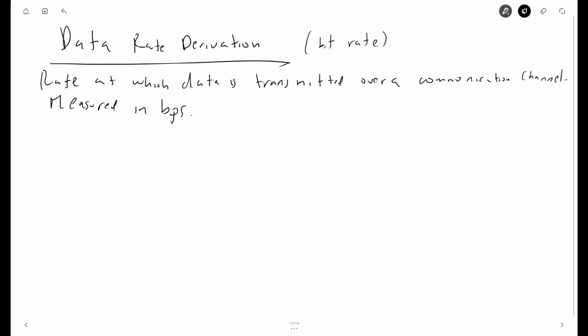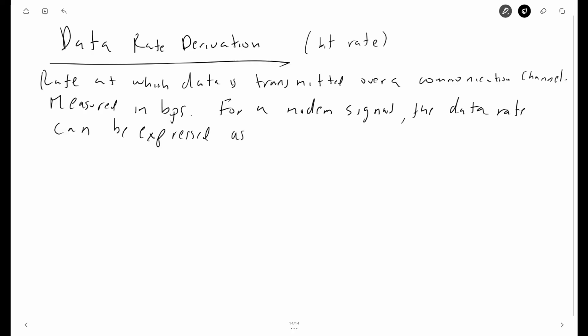So we can say that for a modem signal, the data rate can be expressed as R equal to frequency times N, where N is the number of bits per symbol or cycle.